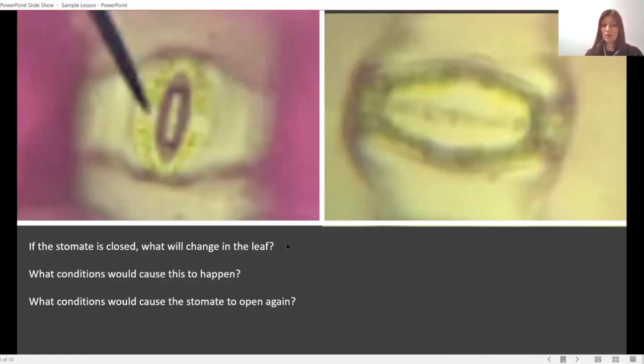Thanks. So, changes in the leaf is going to be dry. Good. And conditions that could change, it could be very sunny, and it could be a plant growing outside. It could be a plant indoors and you haven't watered it in a few days. Okay. And then for the stomate to open, to return to this open position, it would just have to have enough water.